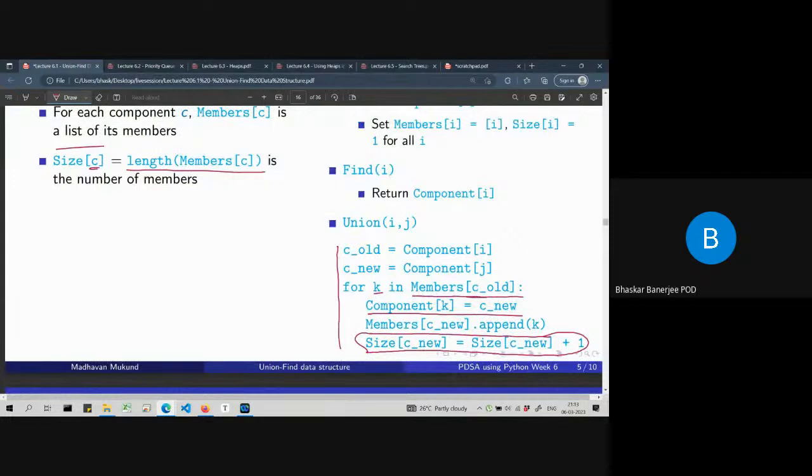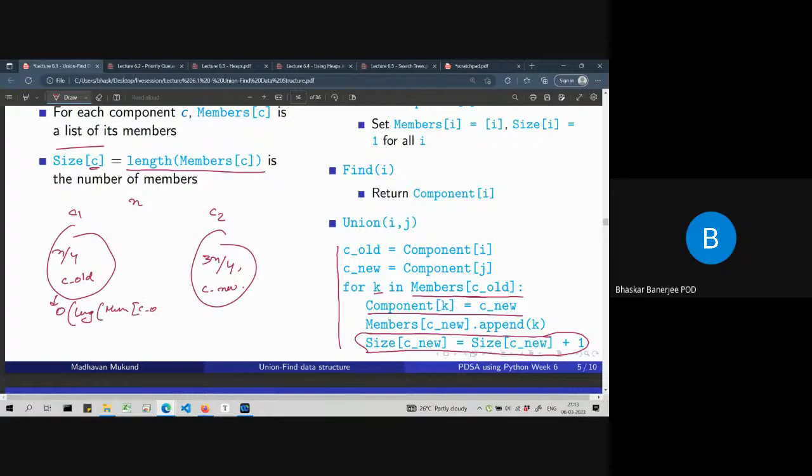Yes, you can actually go up to it. C1 component, C2 component. Let's say I have N vertices. Let's say in C1, I have N by 4 vertices. Let's say in C2, I have 3N by 4 vertices, right? So let's say this is your C old, and this is your C new. So I ask you, what is the order of length of members of C old? So this would be order of N by 4? What is that, order of N?